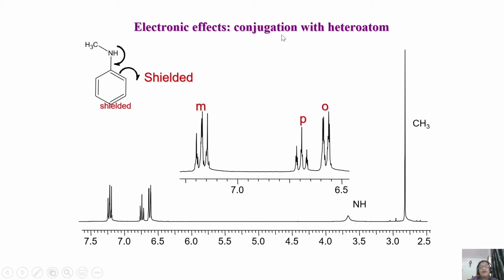Same thing when you conjugate with a heteroatom like this NH and CH3 group. Same way, another example similar to the mesomeric effect. If you see how the charges, the electrons, are moving, you can see that the charge density is more at this place and this place, that is ortho and para, compared to meta. As you can see, meta protons move to the downfield, whereas para and ortho protons come high field.